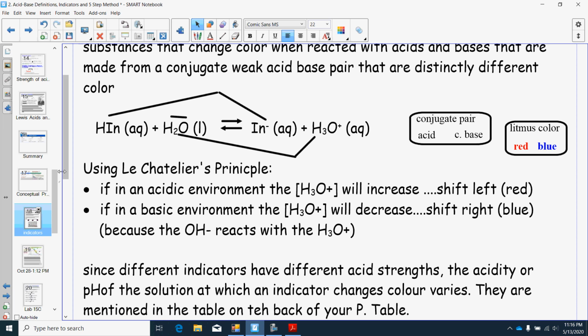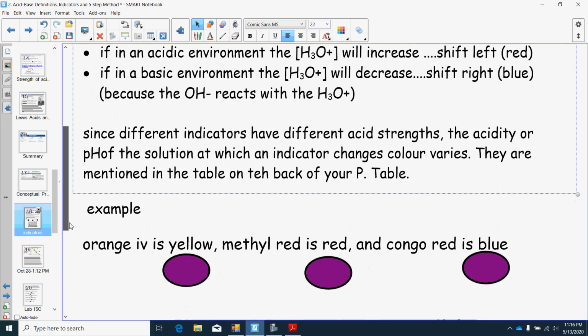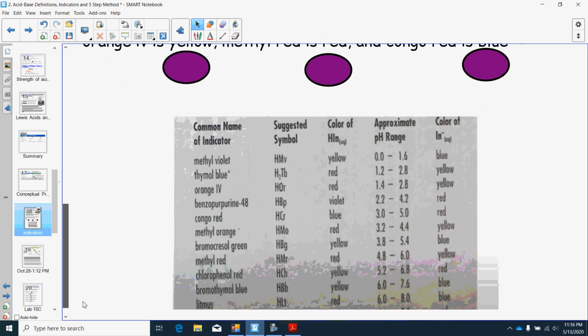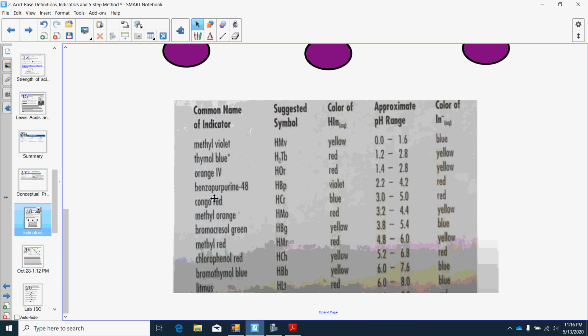So how can we use this to help ourselves out? Well, what we can do is use different indicators to try and narrow down the pH. I maybe should have told you a little bit about this indicator table. The indicator table works like this. Here are some common indicators.